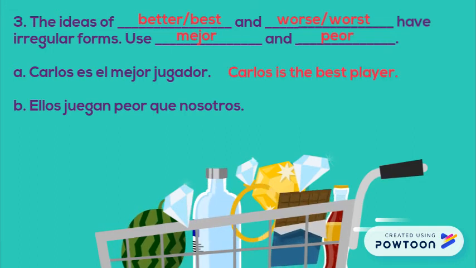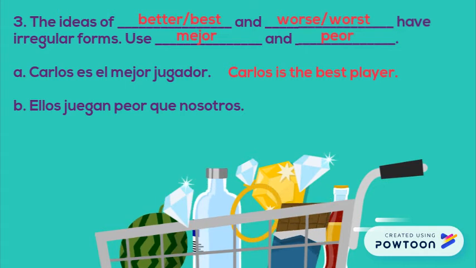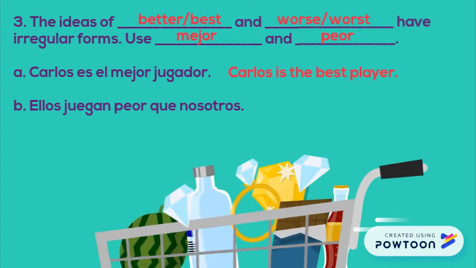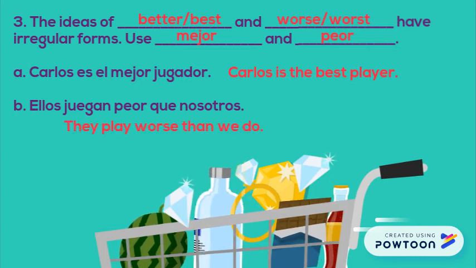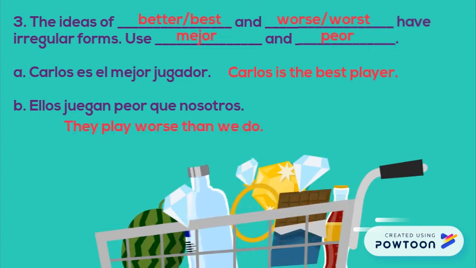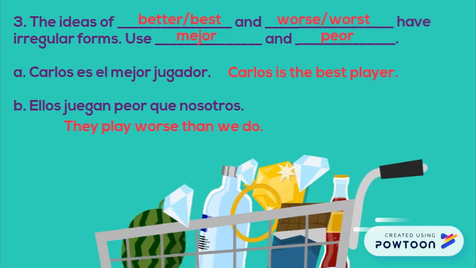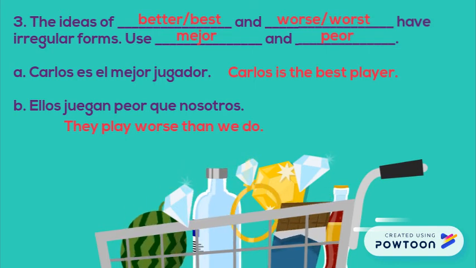Okay, so here's again two examples. Carlos es el mejor jugador, the best player. Okay, we're not just comparing two. But in the second example, ellos juegan peor que, they play worse than we do. You can tell from the context of that sentence that you're only comparing two things.